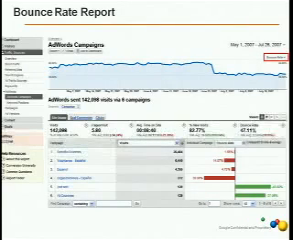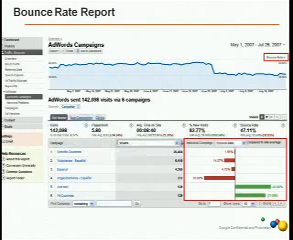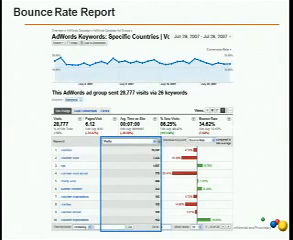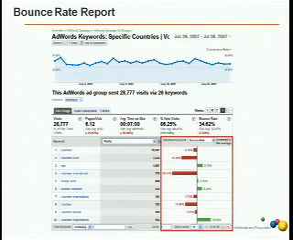At the bottom here, you can see the bounce rate for all these campaigns, right? Red is bad, green is good. You can see how the AdWords campaigns in here are performing relative to the site average bounce rate. Let's look at the keyword level. You get a really granular view of how the keywords are performing as well for the bounce rate.